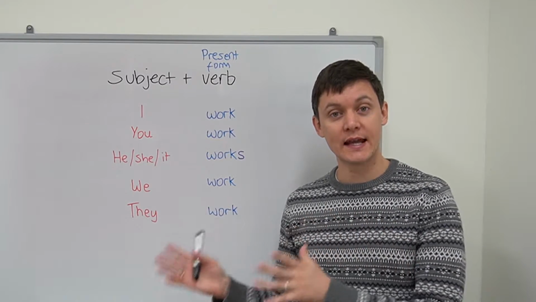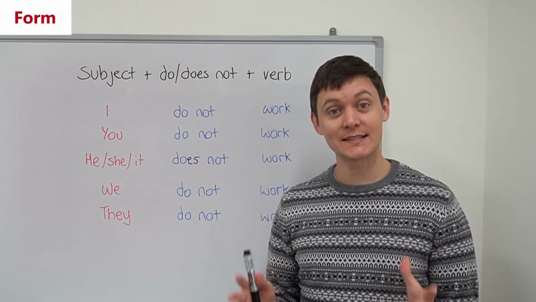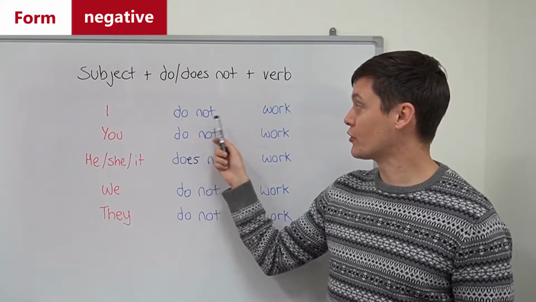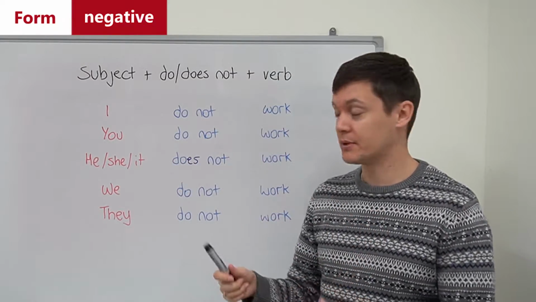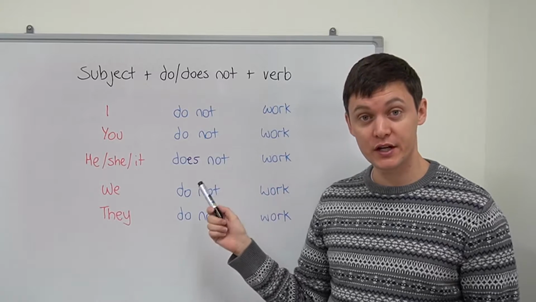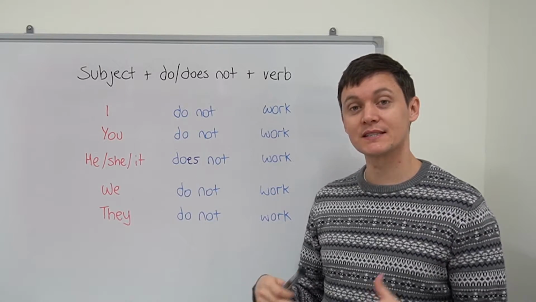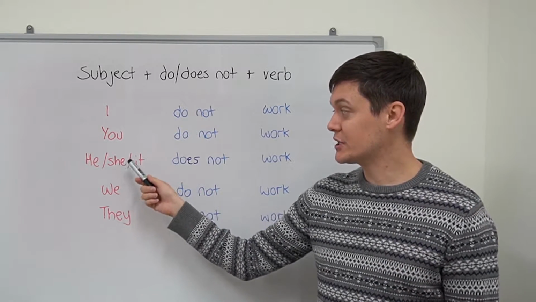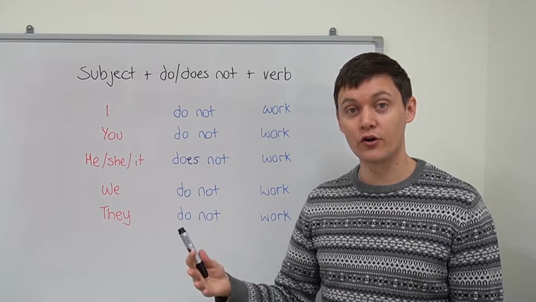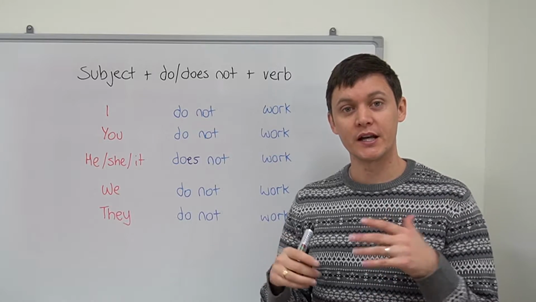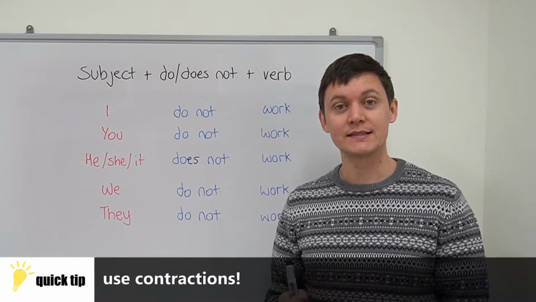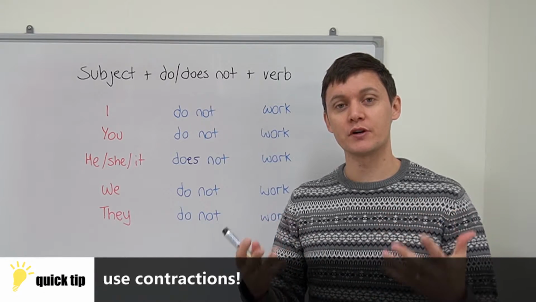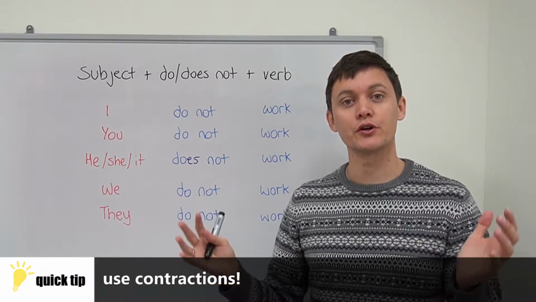Let's move on to the negative form. We can see a similar pattern with the negative form. Everything is do not work or do not verb, except for here, the third person, where it becomes does not. So again, don't forget he, she, or it does not verb. Now, another tip that I want to give you is to contract. I really think it sounds so much better, more fluent if you contract.